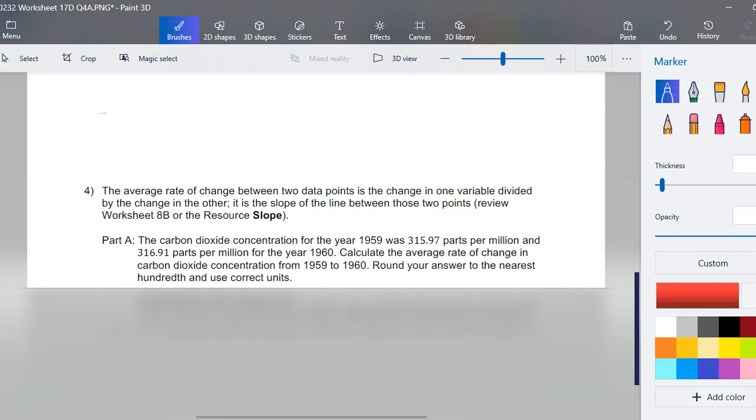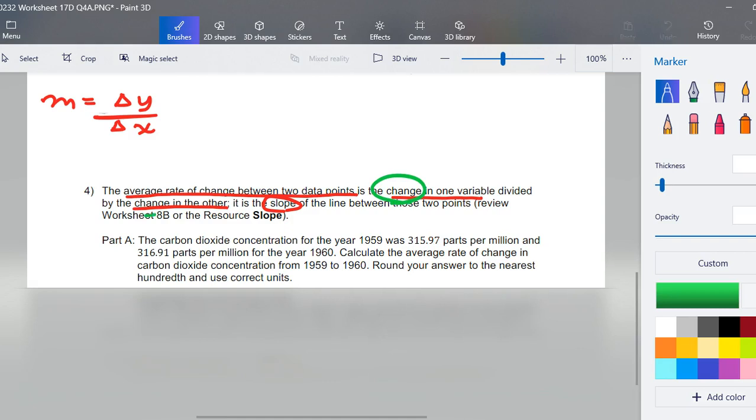A little bit of direction says the average rate of change between two data points is the change in one variable divided by the change in the other. It's the slope. It's the slope of the line between those 2 points, because we've seen slope as being the change in y over the change in x, and that's exactly what it's talking about. It's the change in one set of the variables divided by the change in the other.